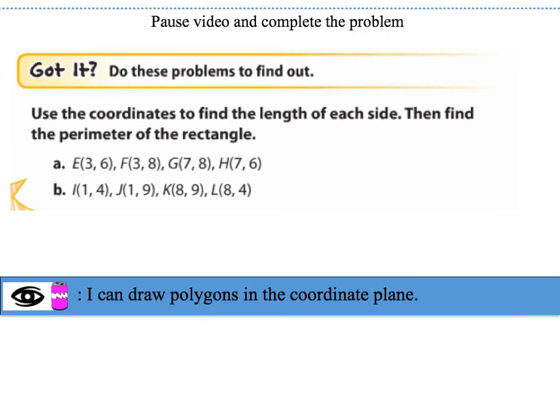So pause the video, complete the guided problems, and we'll discuss the answers in class tomorrow. Notice I have 2 guided problems on the slide, guided problem A, guided problem B.